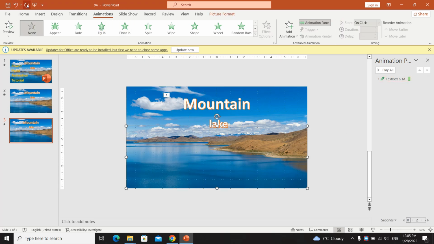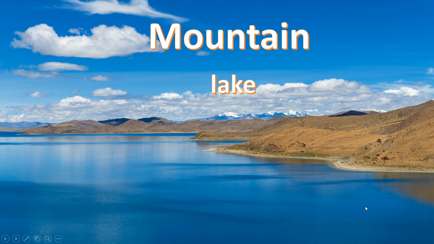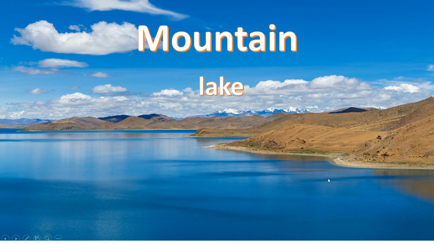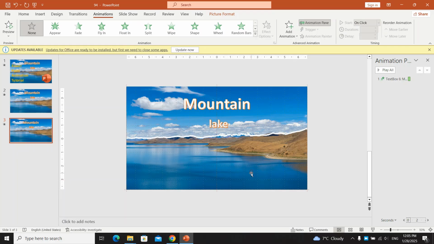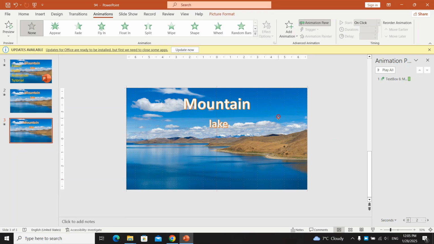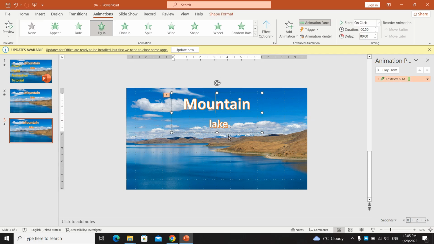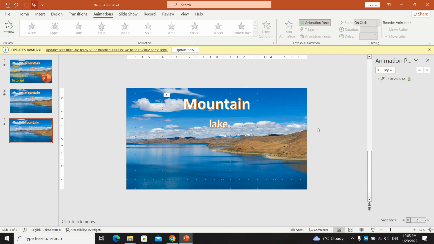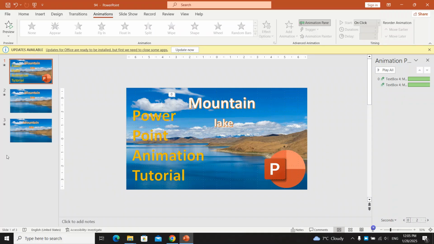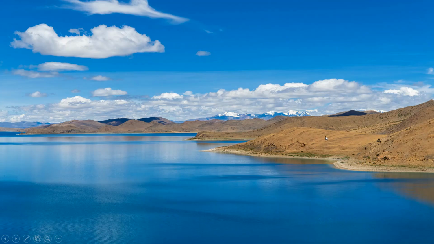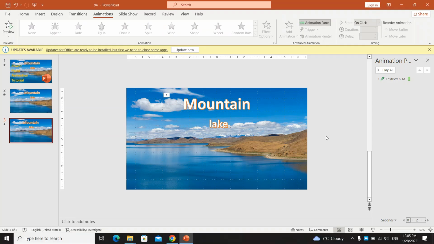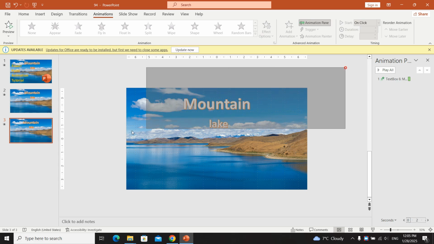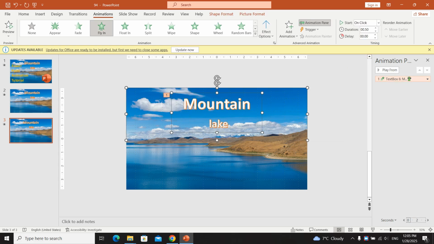Okay. If we see the flying, it's nothing like the thing we want. What is the problem? The problem here is that we want to bring it to the front. Now, let's see how the flying works. See? It's coming from the back of the picture, but it's not great. It's so fast and we don't like it.